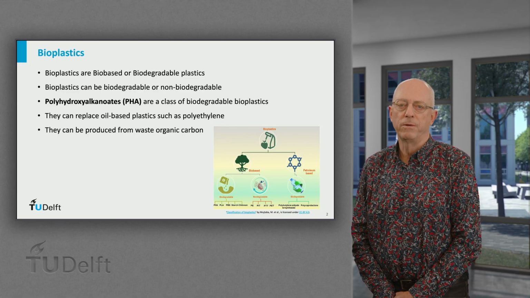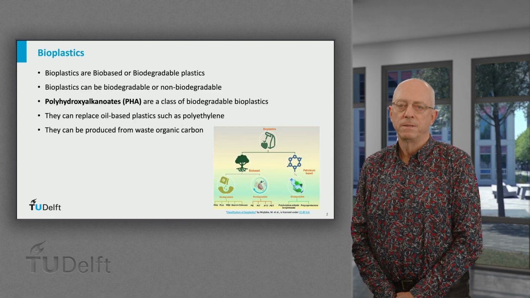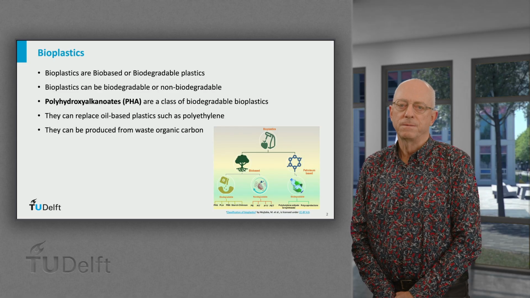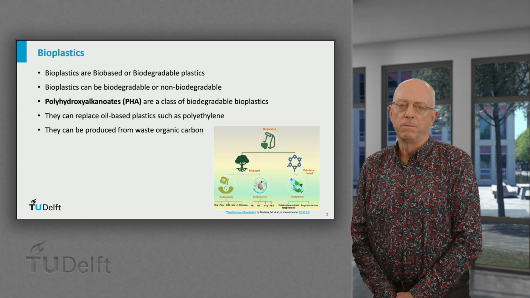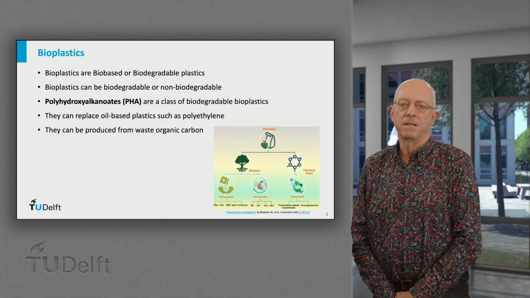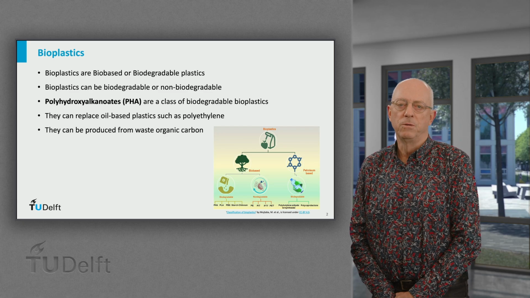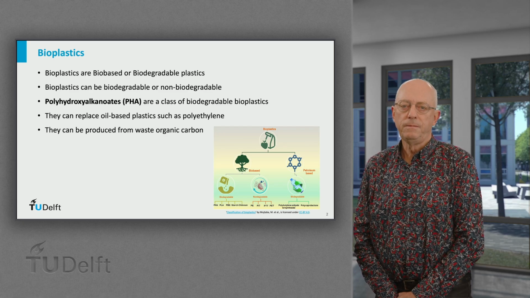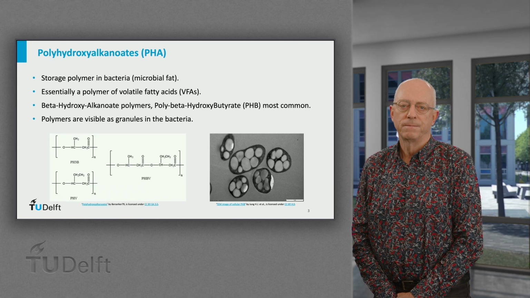One important group of biodegradable bioplastics are polyhydroxyalkanoates or PHAs. These are microbially produced polymers made from organic carbon sources. They can be used as a biodegradable plastic material that can serve as an alternative to oil-based plastics such as polyethylene or polypropylene. PHAs have similar physical and mechanical properties to conventional plastics, but with one major advantage: they can be produced from waste organic carbon. That means what we used to call waste can now become a valuable resource.